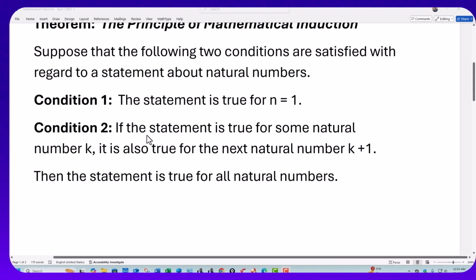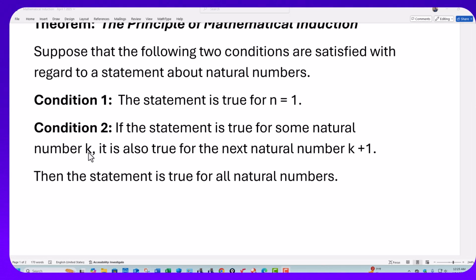And then the second condition, if the statement is true for some natural number k. So you test it out for some natural number k. It is also true for the next natural number, k plus 1. So it says if the statement is true for some natural number k, it is also true for the next natural number, k plus 1. So you make that assumption that it's true for some natural number k. And then if you can show that it's also true for the next natural number, then we can conclude that the statement is true for all natural numbers.